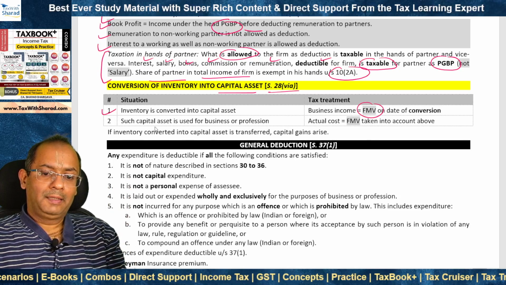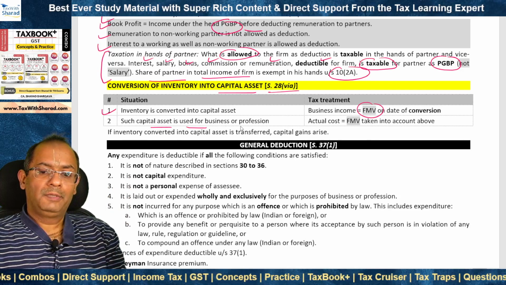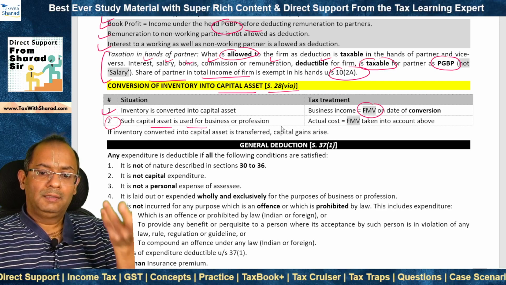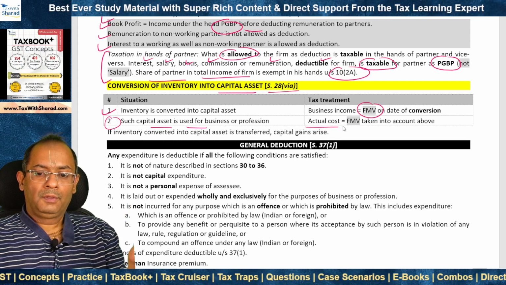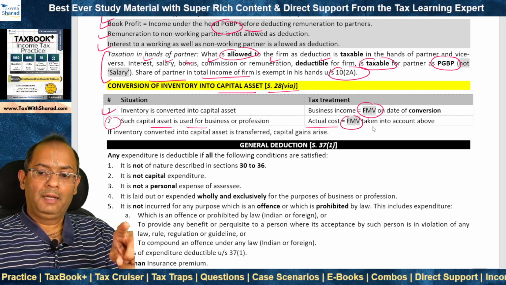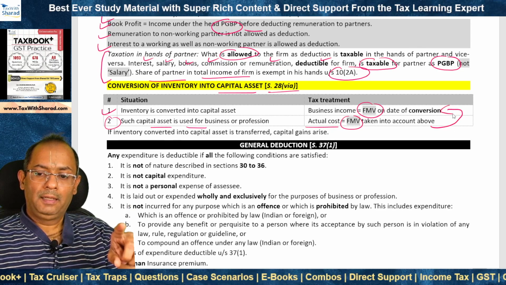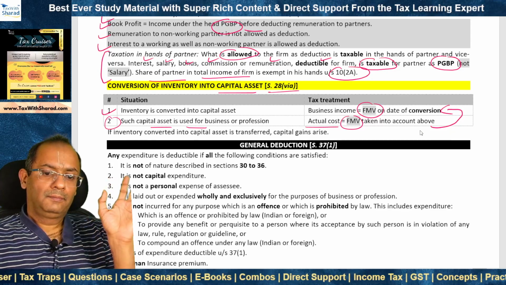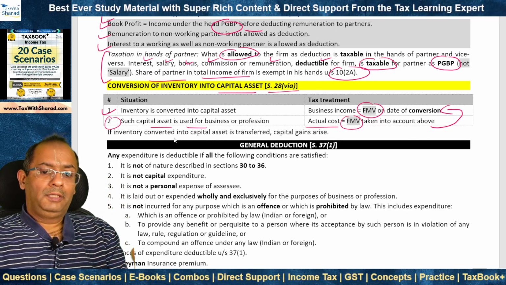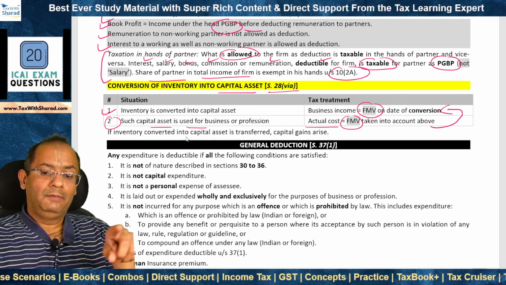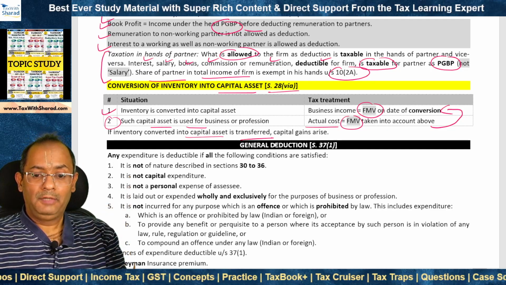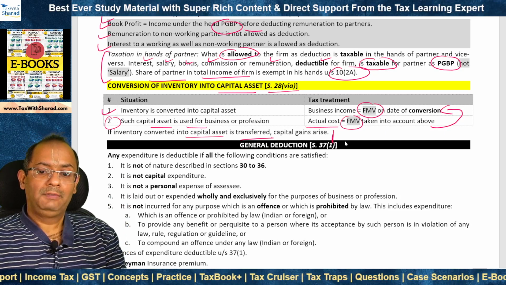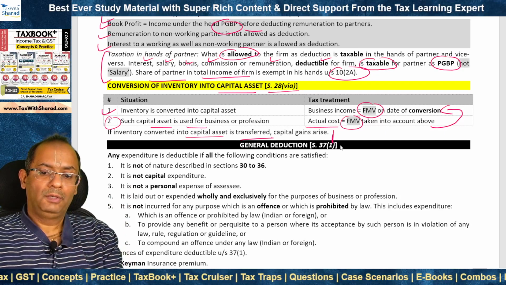Now after the conversion, the capital asset may be used for business or profession. In such case, for the purpose of depreciation, we will need to figure out the actual cost. Actual cost will be the fair market value which is taken here, right? Now, this inventory which is converted into the capital asset, if it is subsequently transferred, that means, for example, if it is sold, then capital gains arise. We will look at this when we discuss the topic on capital gain.